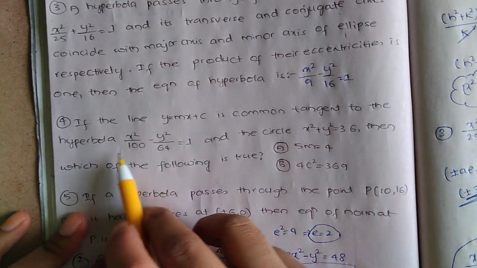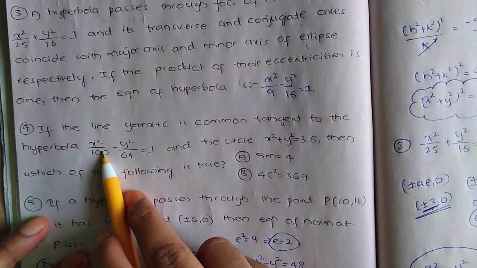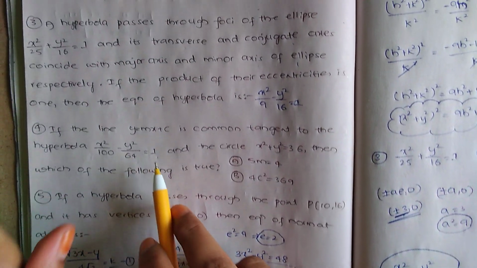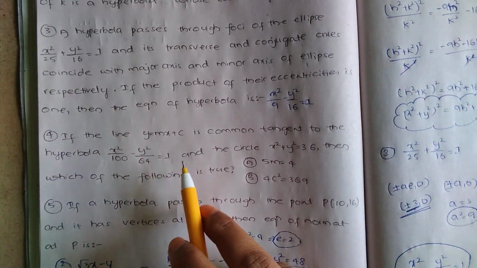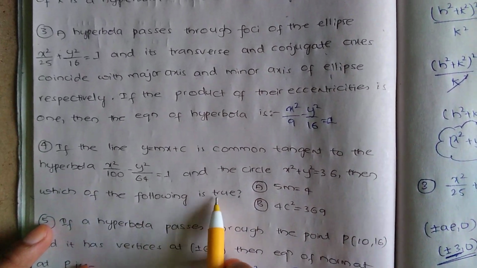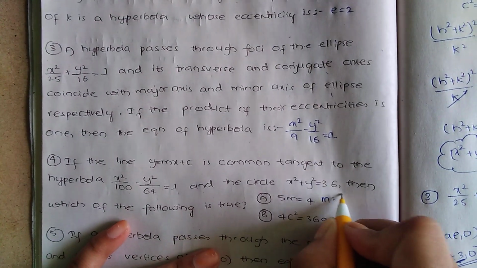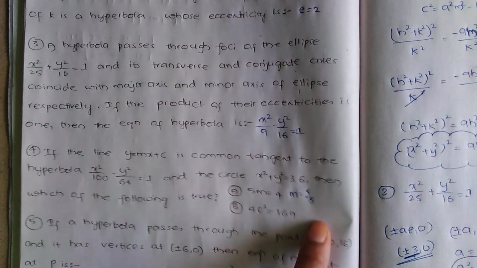Question number 4. If the line y is equal to mx plus c is a common tangent to the hyperbola x square by 100 minus y square by 64 is equal to 1, and the circle x square plus y square is equal to 36, then which of the following is true? What are given? 5m is equal to 4, that means m value is 4 by 5. Okay, 4c square is equal to 369. Let's do it. Let's see which option is correct.